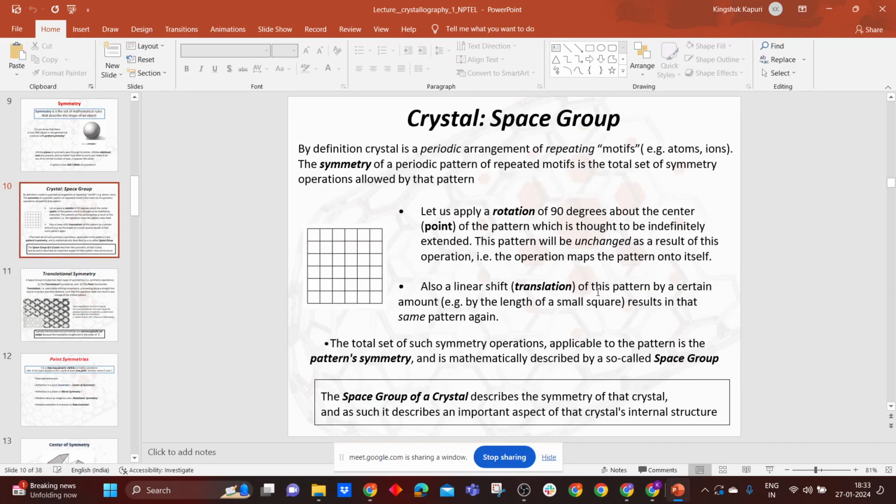So as I've already told you, a crystal is a periodic or repetitive arrangement of motifs, which can be atoms or ions, so that we can get a perfect symmetry. Now, as I am going deeper into this subject, we will get some terminologies, just like symmetry. Now, what is symmetry? Symmetry is basically a periodic pattern of a repeated motif.